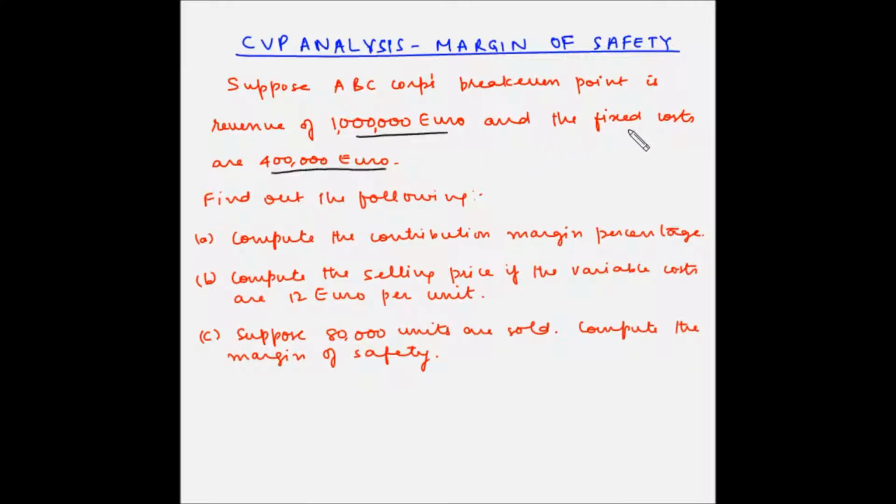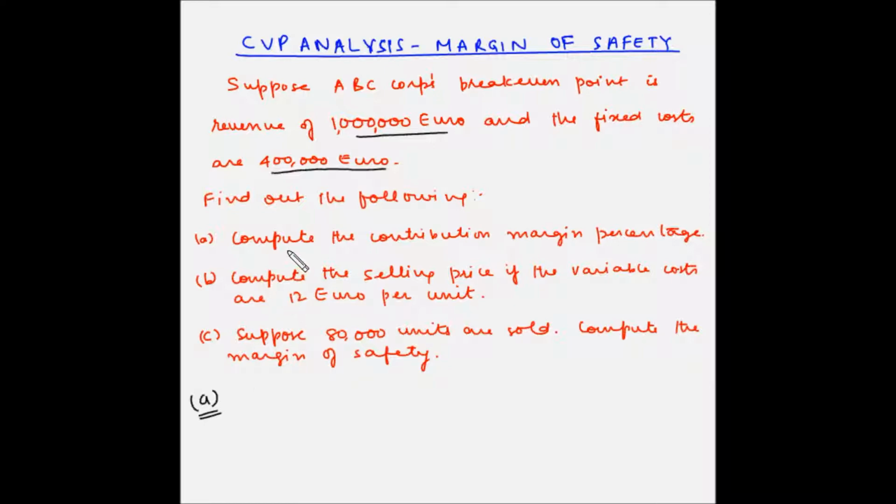Now, out of the total cost, the fixed cost has been given to us, which is 400,000 euro. With this information, we are being asked to find out, first, compute the contribution margin percentage. Second, compute the selling price if the variable costs are 12 euro per unit. And third, suppose 80,000 units are sold, compute the margin of safety. So let us take each of these one by one. So let's first take A.